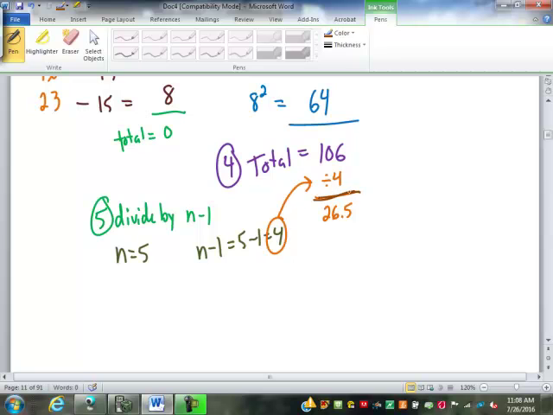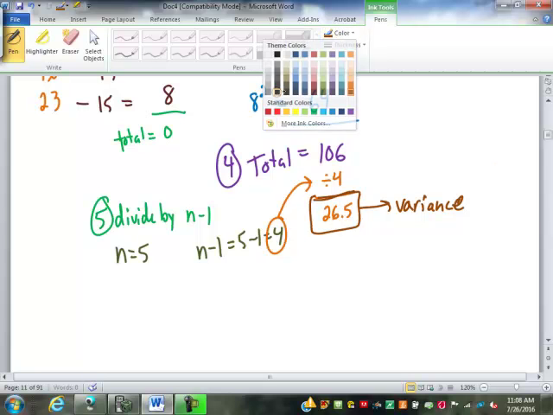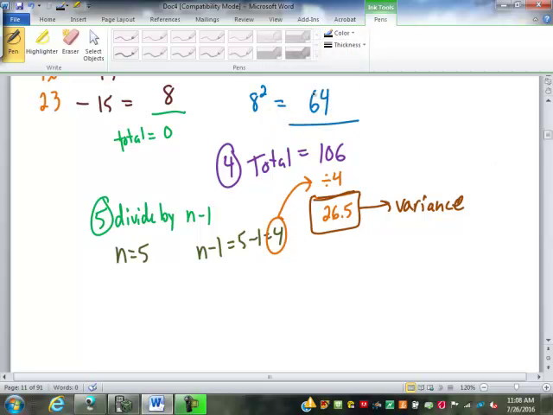Now, if you were asked for it, this number here, 26.5, is called the variance. If we were to go into advanced statistics, like doing statistical tests and statistical comparisons, the variance is an important number. What we're concerned about now is the standard deviation, which requires us to go one more step. Step 6 is to find the square root.